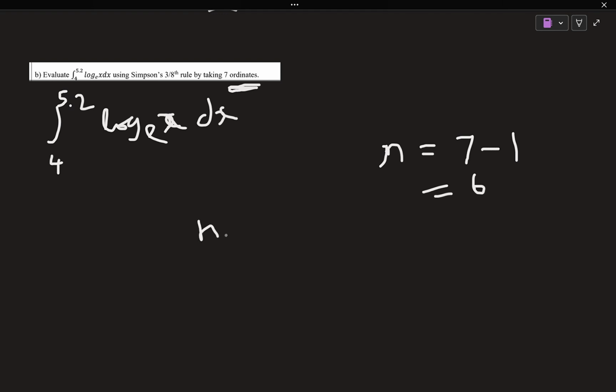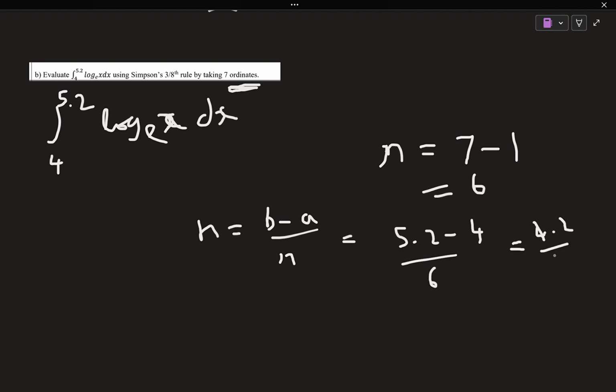Now what is my h? h is obviously b minus a by n. So b is 5.2 minus 4 upon 6. Now 5.2 minus 4 is what?